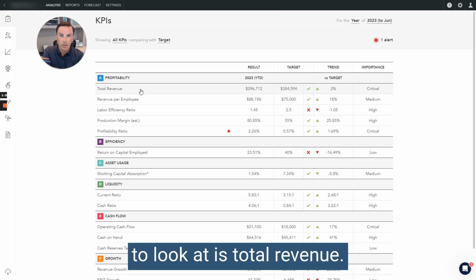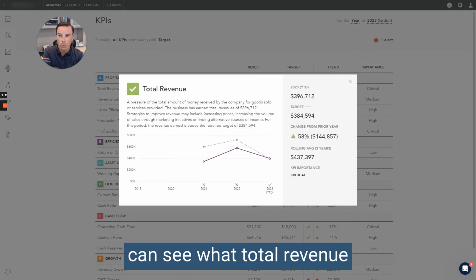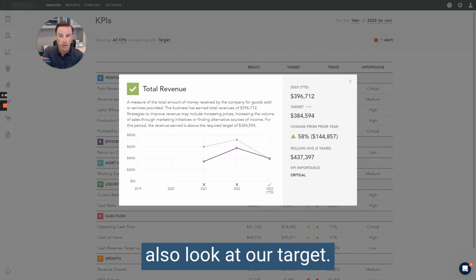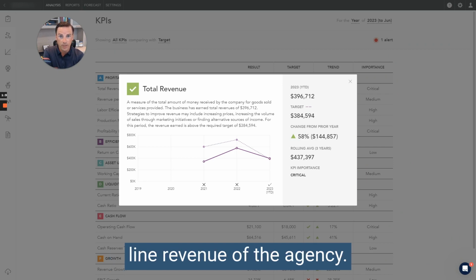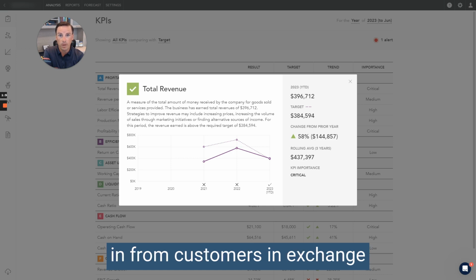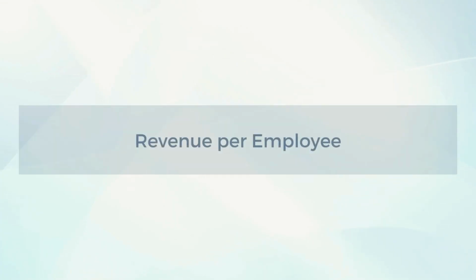The first metric that we're going to look at is total revenue, and we can click in here, we can see what total revenue is year to date, and we can also look at our target. Our target is generally going to be our budget. Total revenue is just the top line revenue of the agency. So how much have you brought in from customers in exchange for services on a year-to-date basis and also monthly.